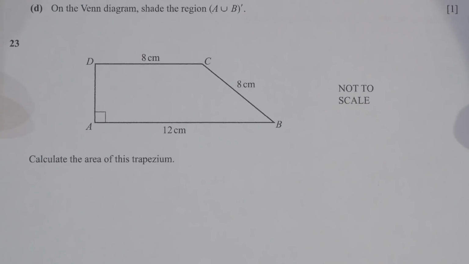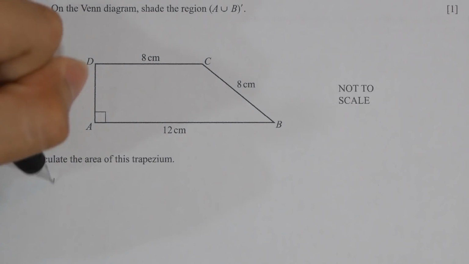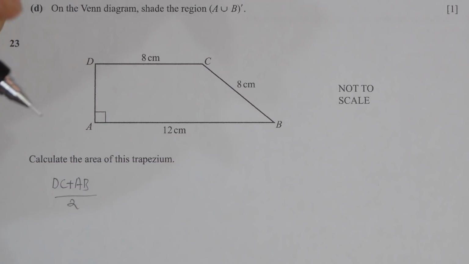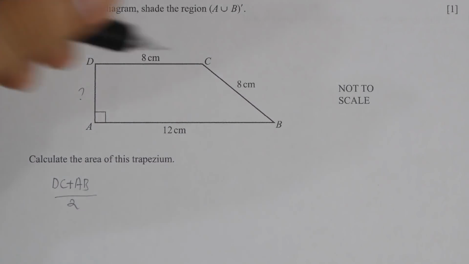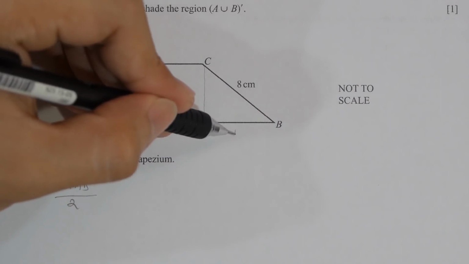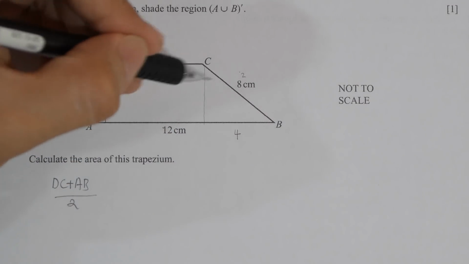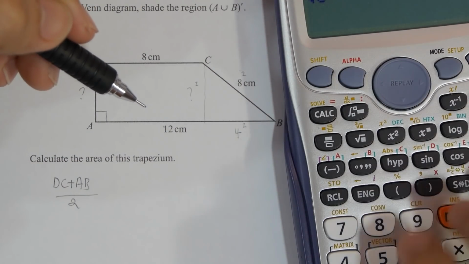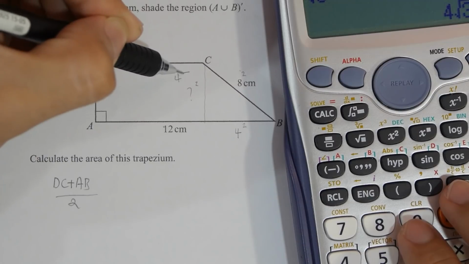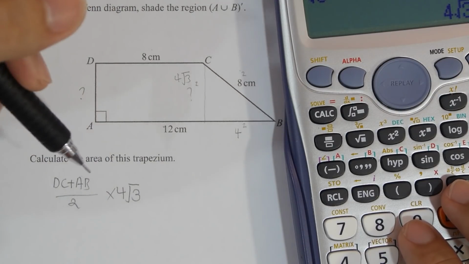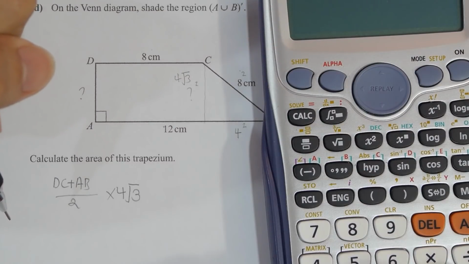Question 23, this is actually a trapezium. So you can notice that the height wasn't given, so you're required to calculate the triangle in order to get the value of it. So you actually use Pythagoras theorem and you get the height of this trapezium is actually 4 square root 3. Then with that being said, you multiply all the variables that you have to get the final answer.